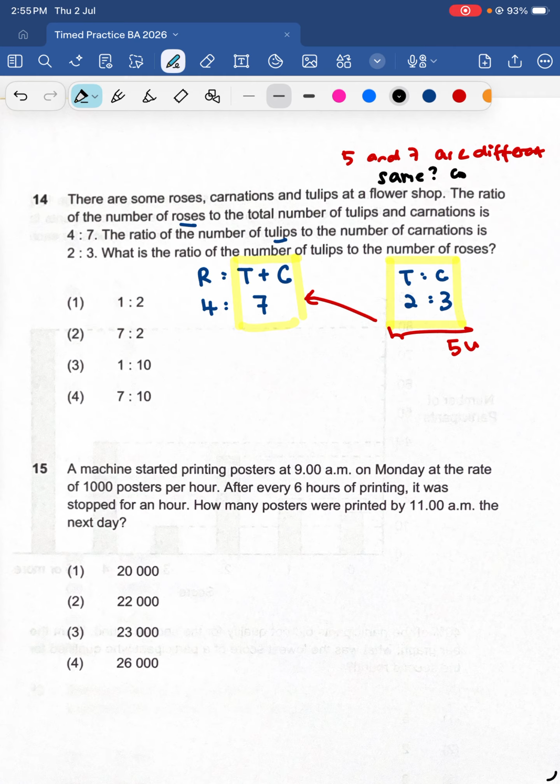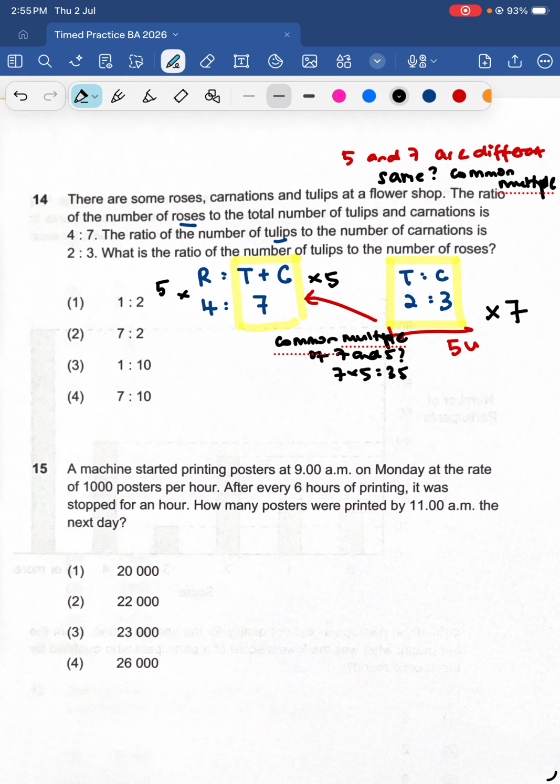We look for the common multiple. What is the common multiple of 7 and 5? So you tell me 7 times 5 is 35. Okay, I'm going to multiply by 7 here and multiply by 5 here. And to be fair, we need to do the same for all the numbers in the ratio so that the units are of the same size.